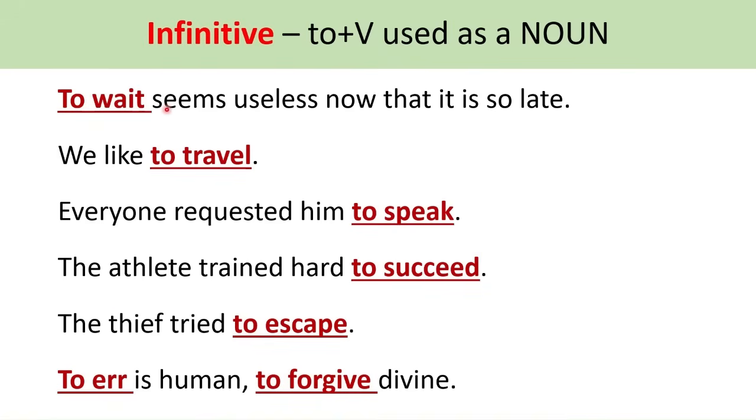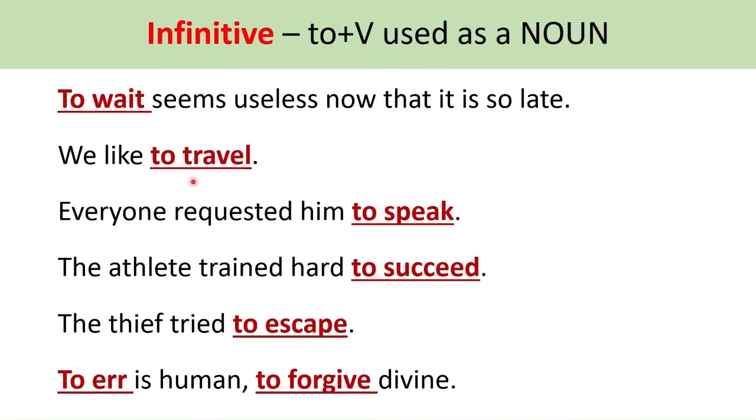To wait seems useless now that it is so late. So the verb in the sentence is seems. That is the main verb. This is a subordinate verb because it is joined by the conjunction that. So we are not worried about this verb. This verb requires a subject, and the subject is a noun, but it is not a noun at all. It is an infinitive form, that is non-finite. So to wait is the noun usage of non-finite.